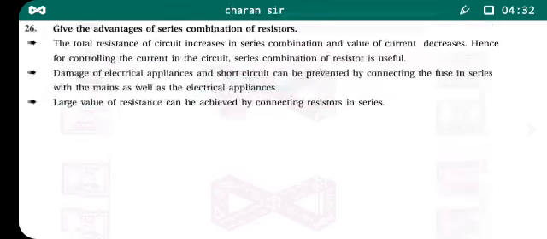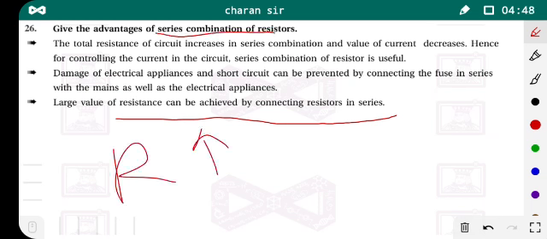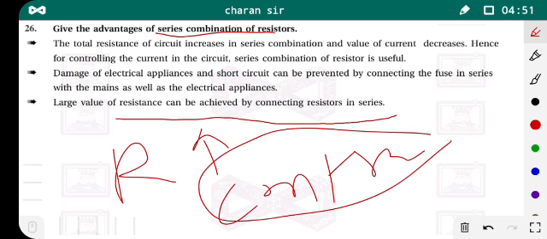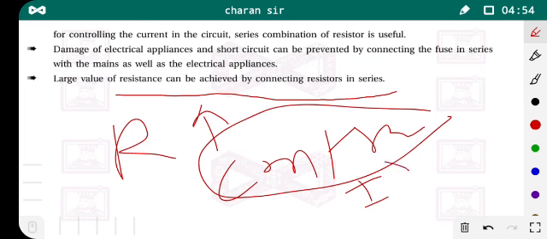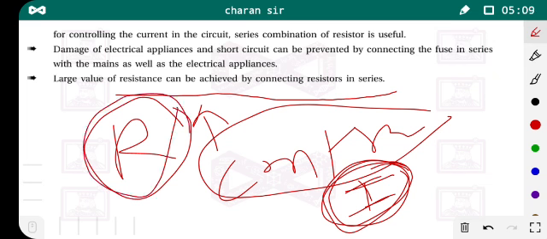Now the third one: a large value of resistance can be achieved by connecting resistors in series. In general, the advantage of the series combination is that the resistance of the circuit is increased, and that is required for controlling the electric current in the circuit. In some cases we need to reduce the electric current, and at those times we must have large values of resistance. So in series connection of resistors, we have a large resistance, so the value of electric current can easily be reduced, which is required in some situations.